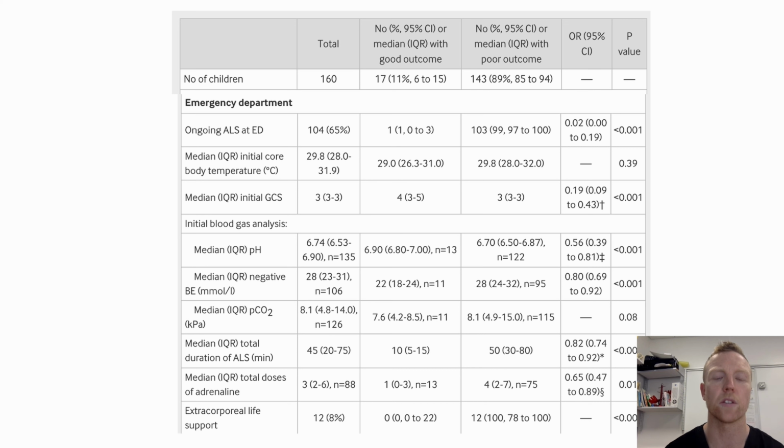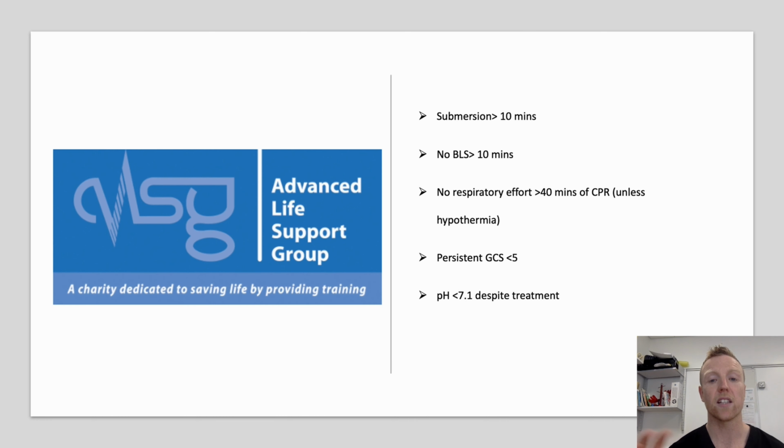There are other variables associated with poor outcomes, including ongoing life support on arrival to the A&E department, low pH, so anything less than 6.8, or an elevated base excess. In this group of 160 patients, 12 were offered ECMO, none of which survived. On the back of this and other studies, APLS or ALSG is able to offer us some advice on prognostication, which you can easily access from their website or by having a look at this slide.